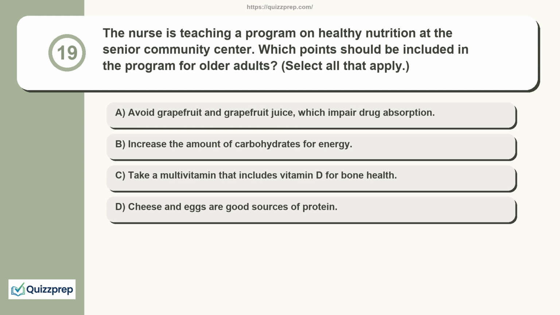Question 19. The nurse is teaching a program on healthy nutrition at the Senior Community Center. Which points should be included in the program for older adults? Select all that apply. Avoid grapefruit and grapefruit juice, which impair drug absorption. Increase the amount of carbohydrates for energy. Take a multivitamin that includes vitamin D for bone health. Cheese and eggs are good sources of protein.